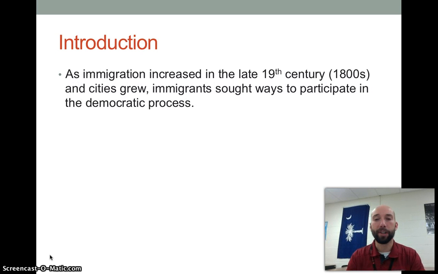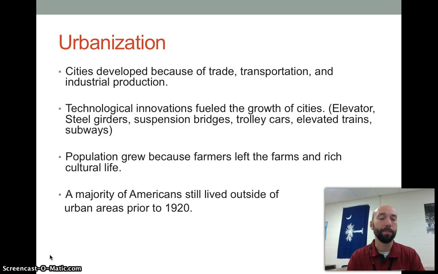So immigration increased in the 19th century, remember, for cheap labor. And as a result, cities grew. And so these immigrants, they wanted to be involved in their new country. They wanted to have a say in the democratic process. So we'll talk about how that happens. So remember, urbanization is the growth of cities, urban cities. Cities really develop because of trade, transportation, and industrial production.